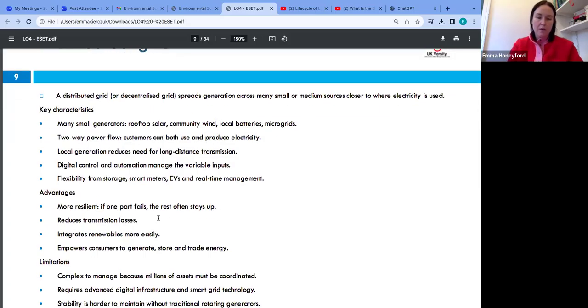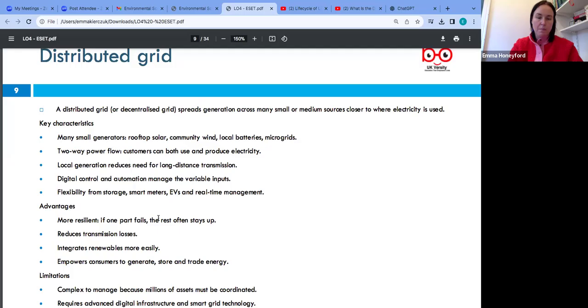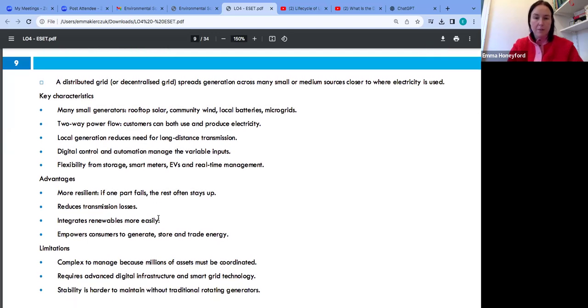Integrates renewables more easily. So it's that this system, a distributed grid, is more supportive of renewable energy in a practical sense. It empowers consumers to generate, store and trade energy. So there's this thing about energy dependence.